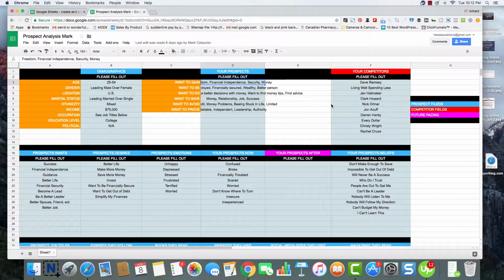And if you don't want to use a spreadsheet, like we do, then that's fine. You can put it on paper. It doesn't matter. If you want to put it in a computer, that's fine. Just make sure you do the work. You always want to do your prospect and competitor analysis.